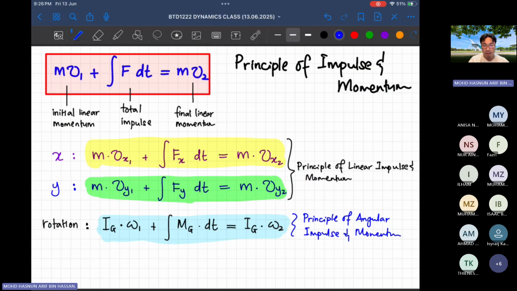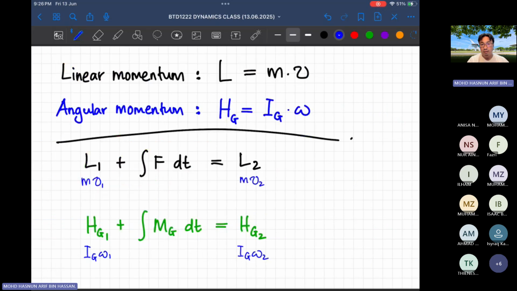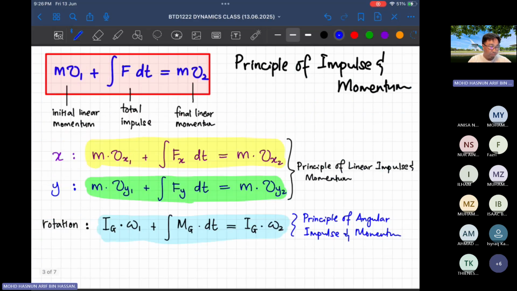You use m vx, m vy, and also Ig omega. But sometimes in the textbook, you will find the principle of linear impulse and momentum written this way: L1 plus f dt equals L2, and also Hg1 plus Mg dt equals Hg2. Okay, before we go to example questions, do you have any questions so far on the explanation of the principle of impulse and momentum? This is basically what we will be using throughout the class. Any question?